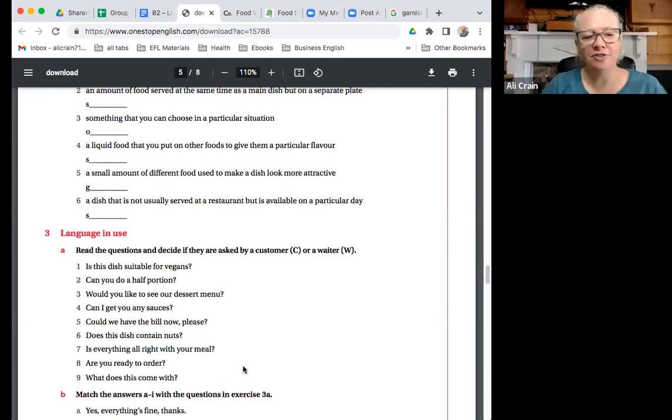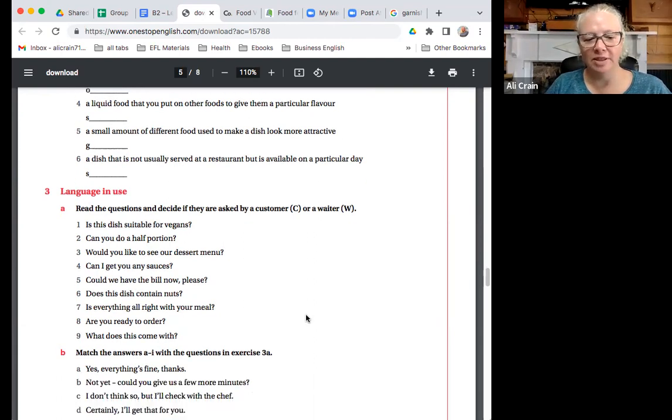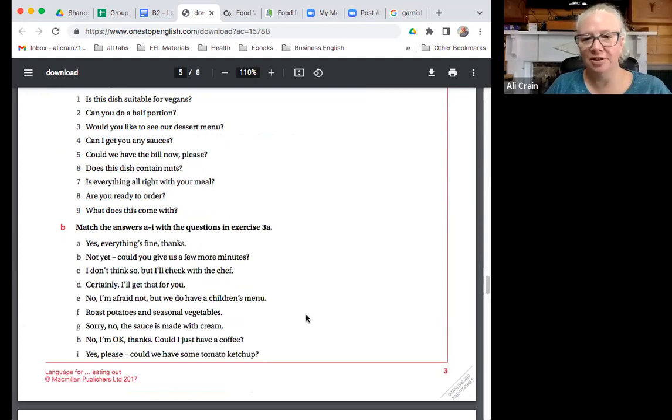How often do you all go out to eat? Are some of you eating out more right now just because of the situation that you're in and it's harder to cook at the moment?